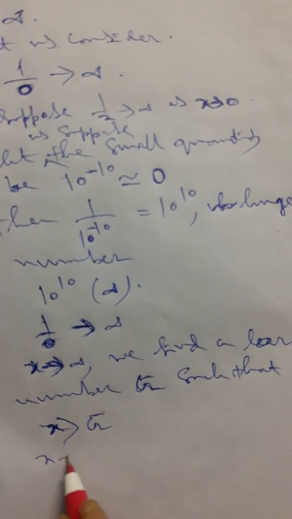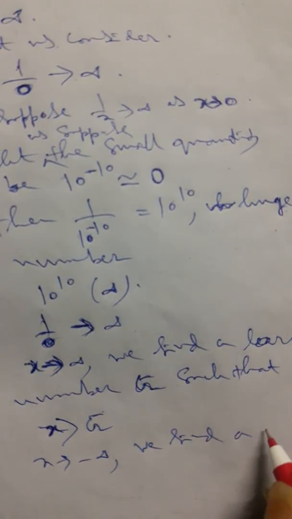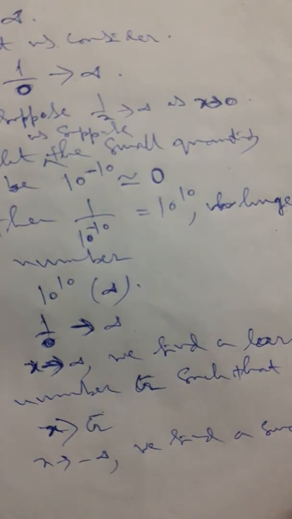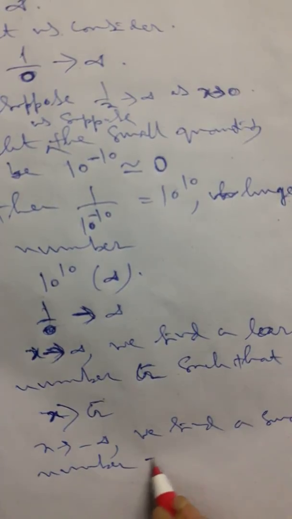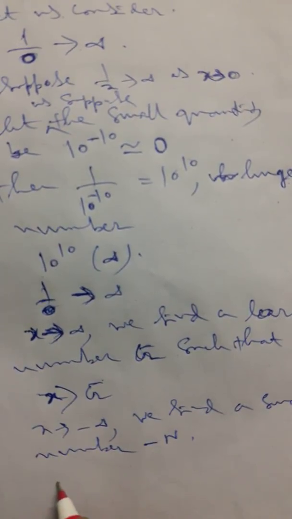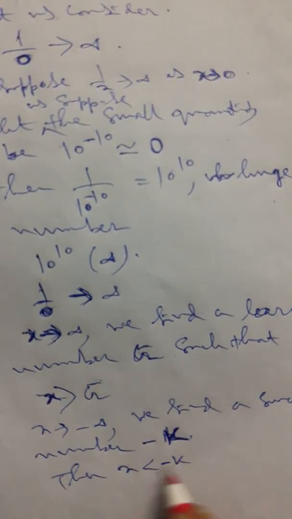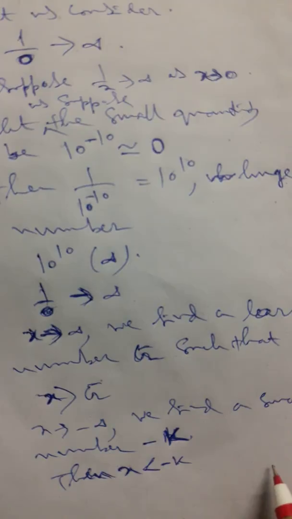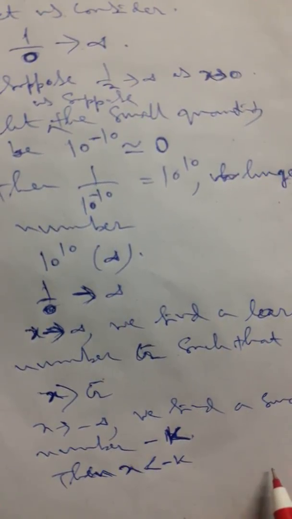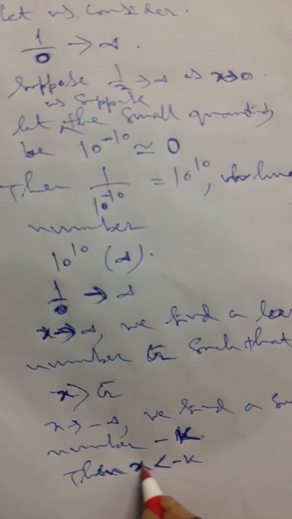Similarly, if x tends to minus infinity, we find a small number, suppose minus k, then x is less than minus k. So it is called the analytical definition, and this definition will be needed for defining the sequential problem of real analysis, and later it will be a useful tool.